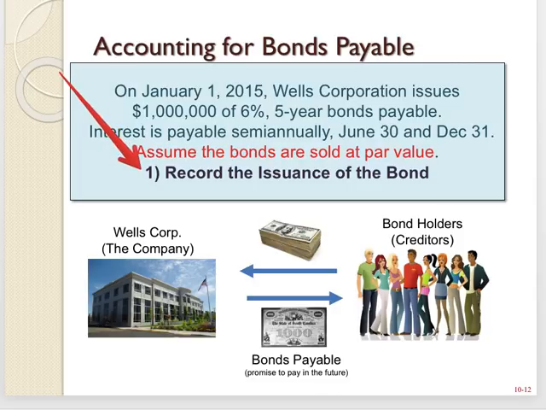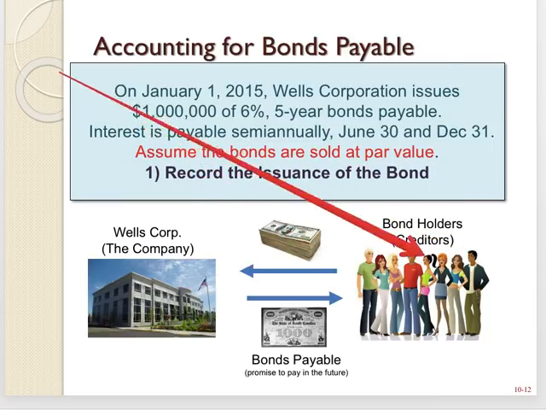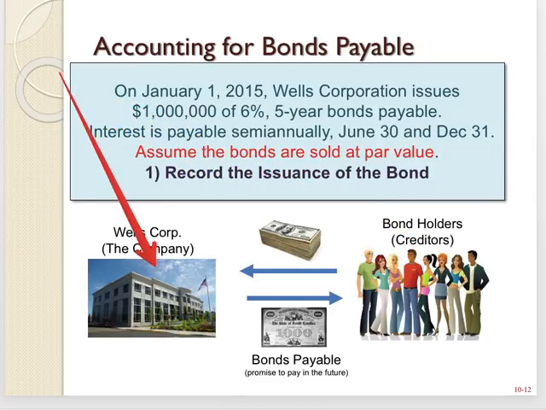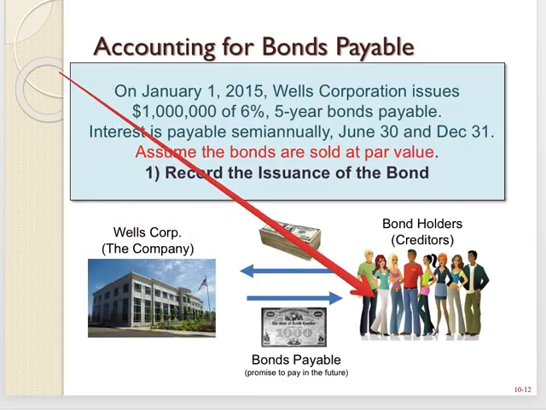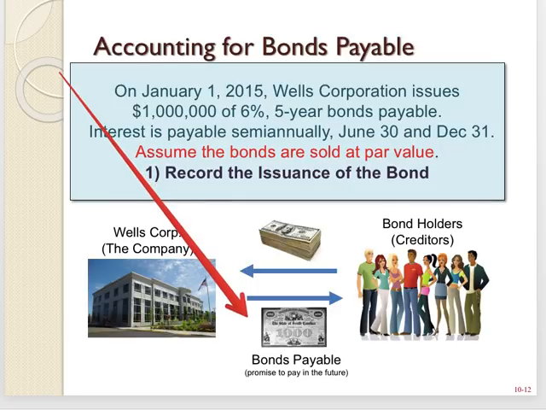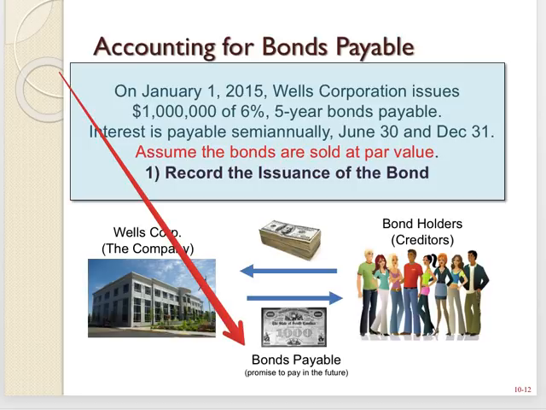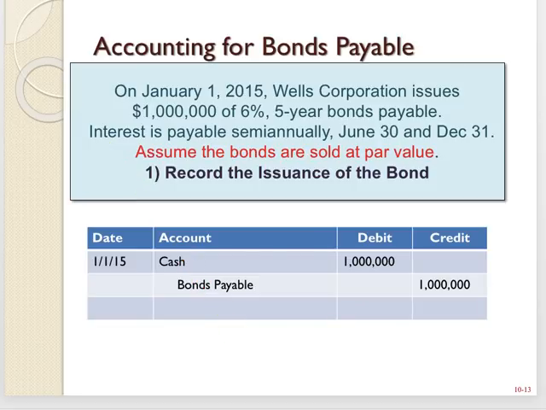All right, so we record the issuance of the bond. That essentially means when the loan begins, the bondholders or creditors, all of these individuals, give their $1,000 chunks of money to Wells Corporation. And in exchange, Wells Corporation gives them this promise, this bond certificate or bond payable, a promise that they will pay them in the future. So our journal entry to record that on January 1st, 2015 is we're going to debit cash because our cash is increasing. We're getting $1 million. And we're going to credit our liability called bonds payable, because we are now giving that promise that we are going to repay this bond back. So this is our liability.